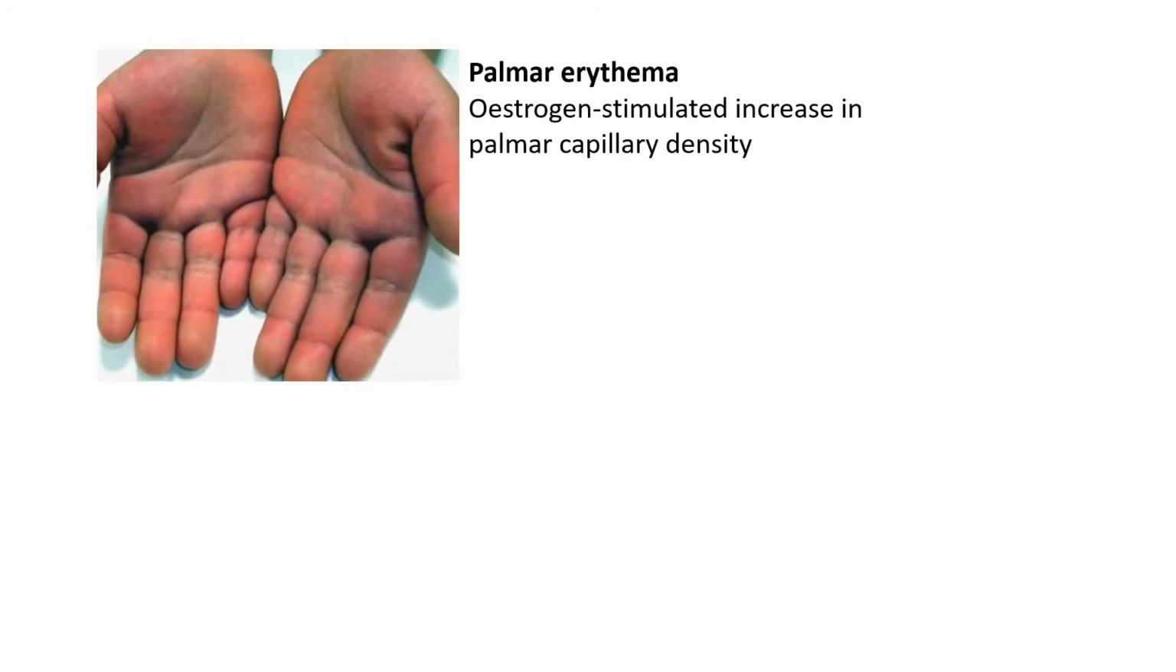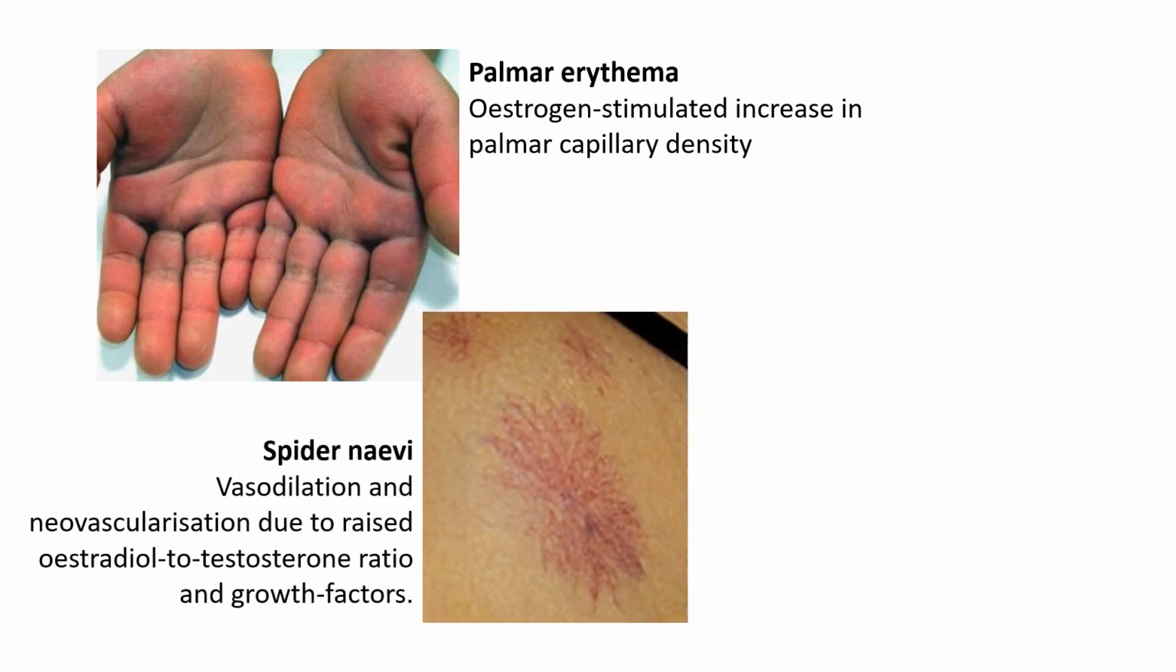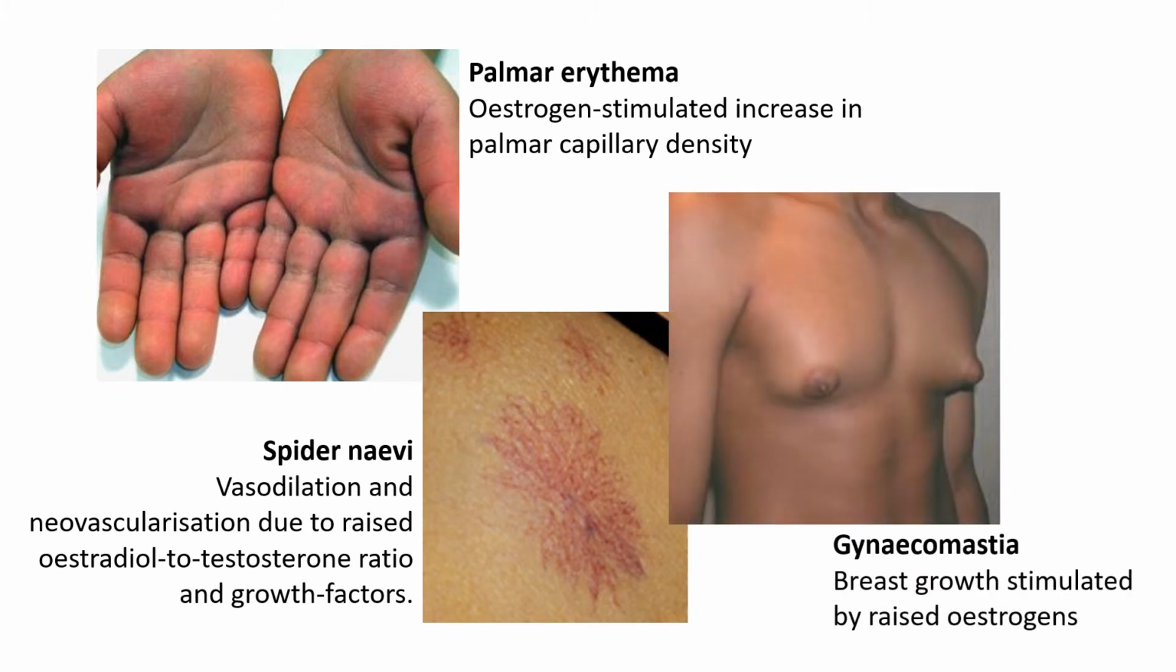So there's our palmar erythema. So this is estrogen stimulated increase in the capillaries in the palms of the hand. Spider nevi due to vasodilation and neovascularization. And this is a combination of the raised estrogens and also the presence of growth factors. And gynecomastia. We have this proliferation of breast tissue due to these increased estrogens and possibly testicular atrophy, but I'm not putting that picture up.